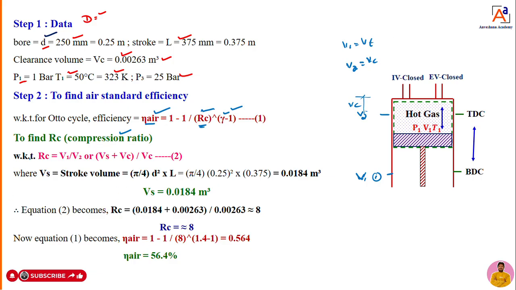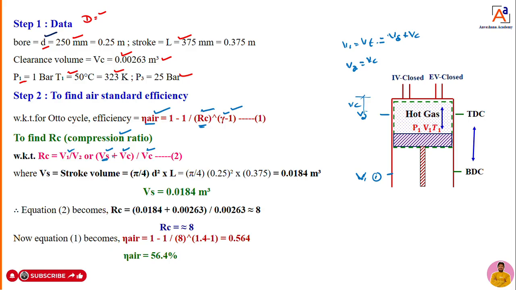So therefore, what is RC now? RC is the ratio of total volume to the clearance volume, that is V1 by V2. And what is V1? V1 is the total volume. How to calculate the total volume? We already know total volume is nothing but the summation of swept volume and clearance volume. That is the same thing I have written here, Vs plus Vc. Vc we already know, dear students, but we don't know Vs.